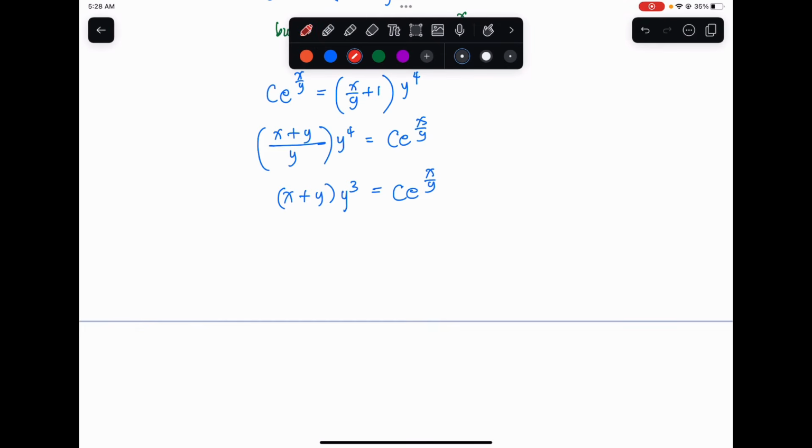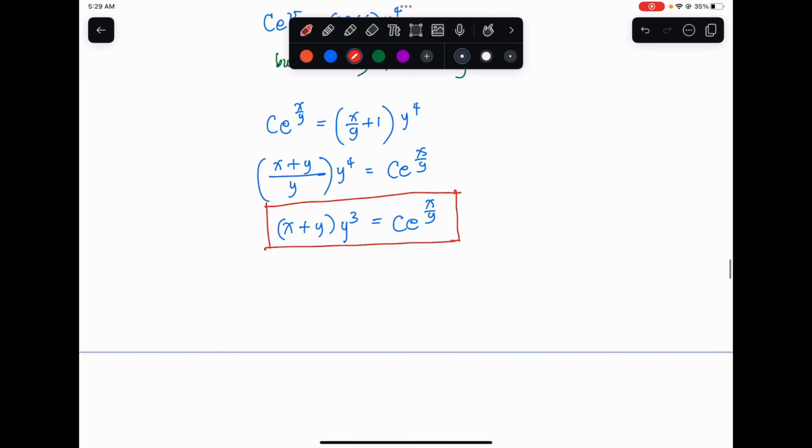So that will be our final answer then. So (x plus y) times y cubed. Okay, so that will be our final answer: (x plus y) times y cubed is equal to c e raised to x over y.